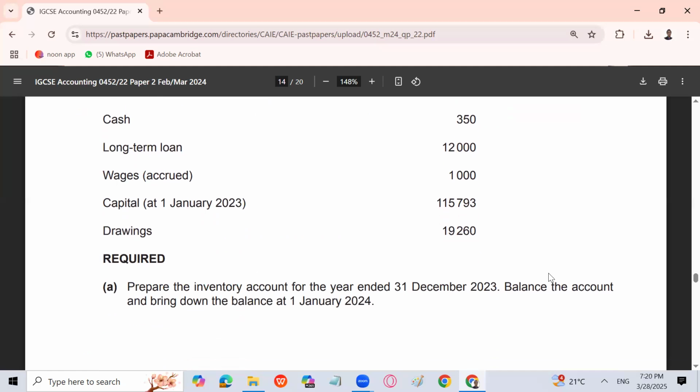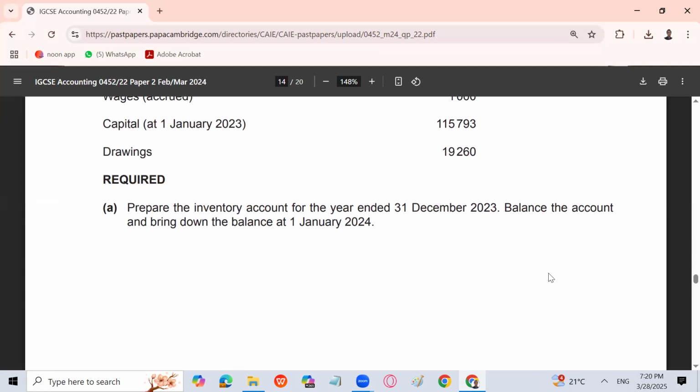Wages accrued is not an expense, it's a current liability actually, because these are not the wages which are supposed to be recorded in the expenses. These are the wages which are not yet paid. These are the wages payable, unpaid wages. So it's a current liability. Capital is given and drawing is given.